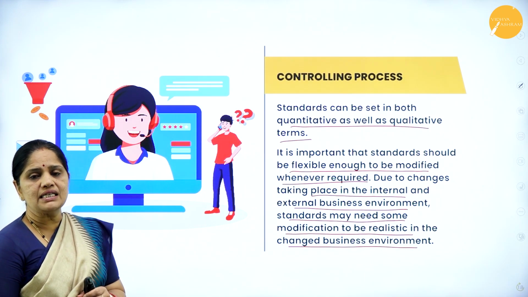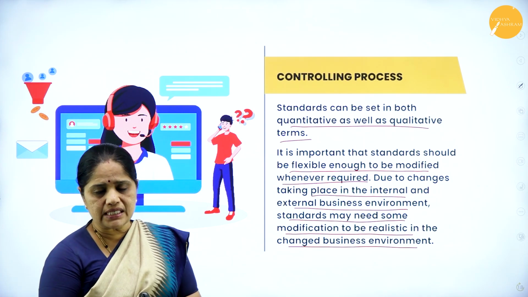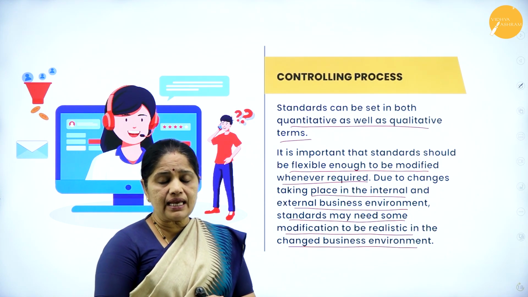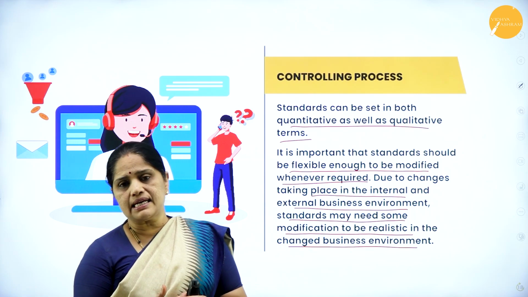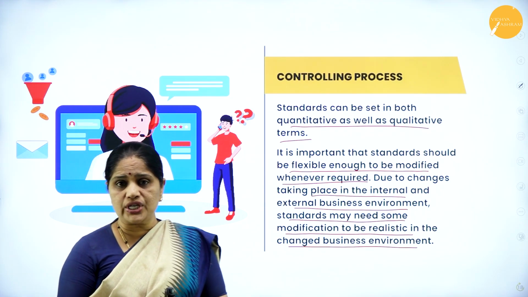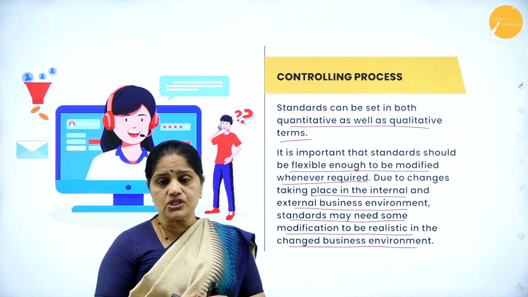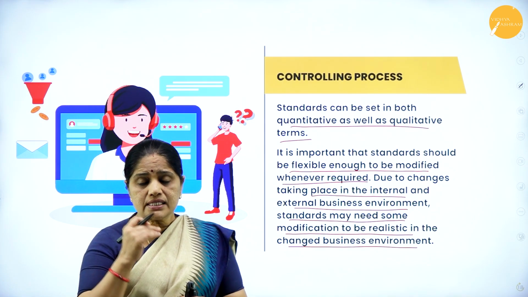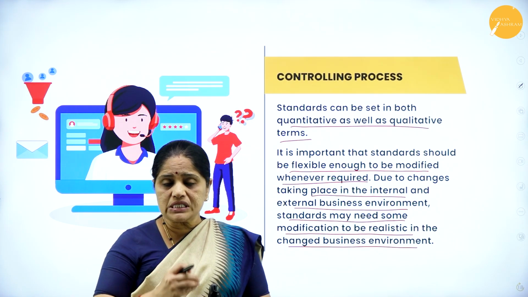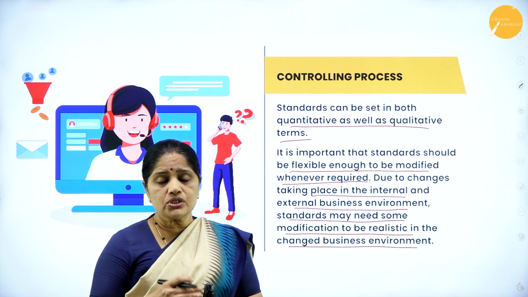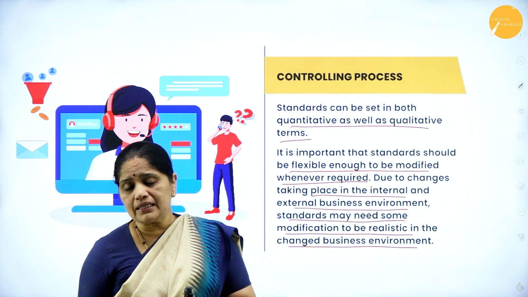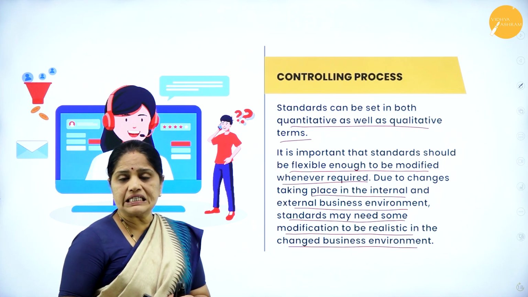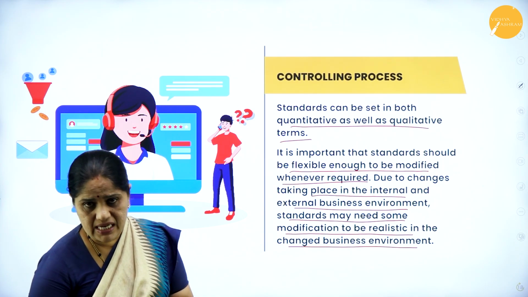Now, when we are setting the standards, we have to ensure that the standards set are flexible enough. Now, why do we say that? See, the business environment keeps on changing. As a result, the standards also have to be changed. In order to adapt the business to the changed environment, we need standards that are subject to modification, those standards which are flexible enough so that they will adapt themselves to the business environment. So, the first step in the controlling process is setting up the standards.